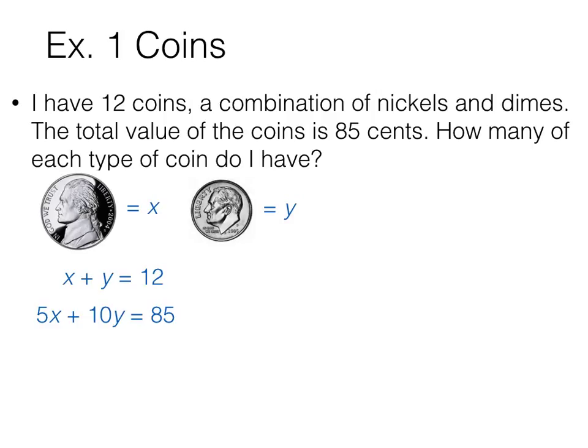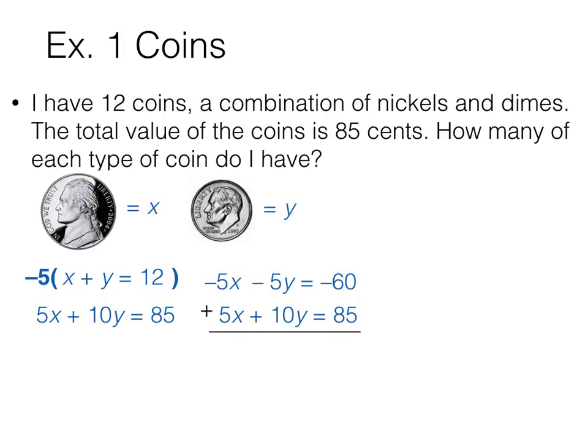So to solve for x and y, we can use a system of equation strategy known as elimination. We can multiply the top equation by -5 and rewrite it this way. Underneath that, let's write our second equation. Now when we add our equations together, the x's will cancel out. We're left with 5y equals 25, so y equals 5.